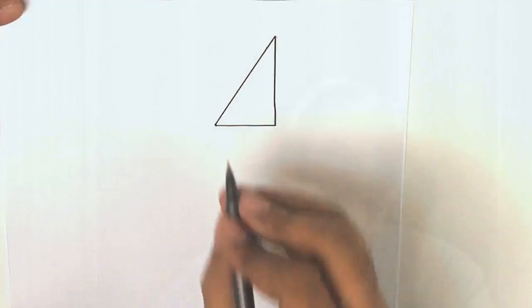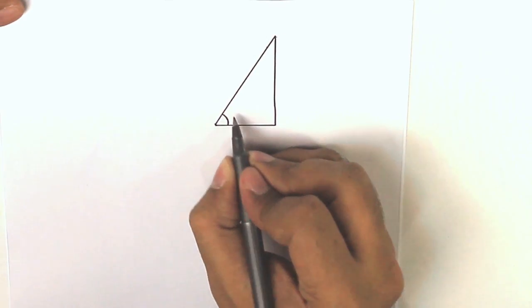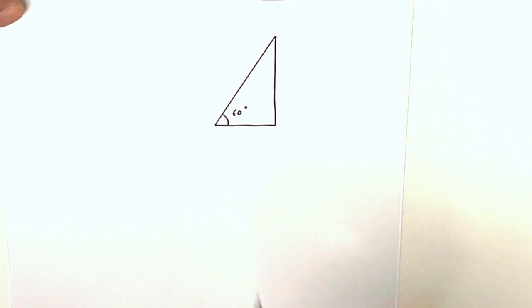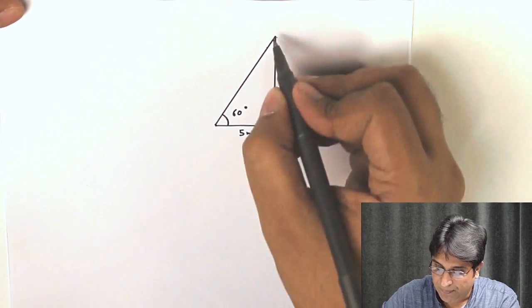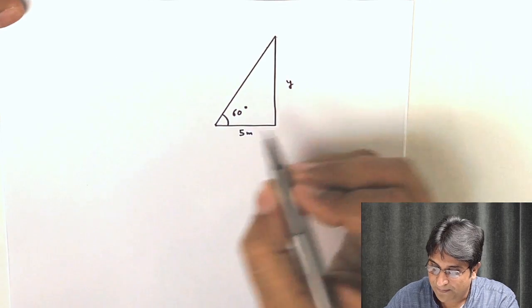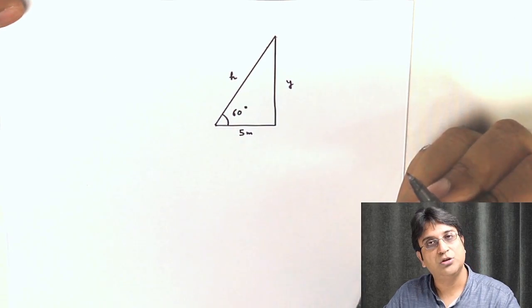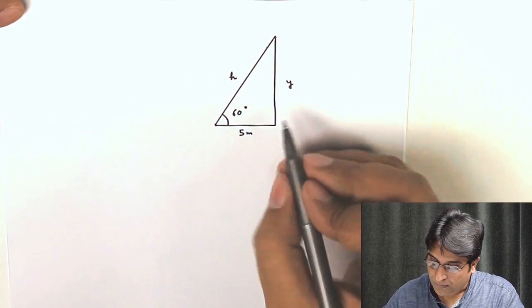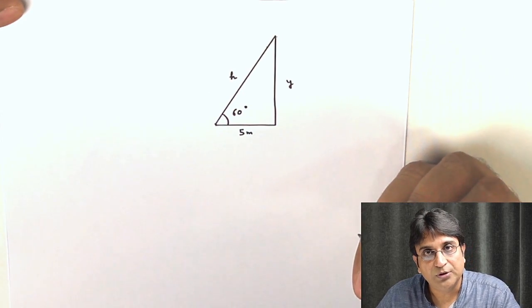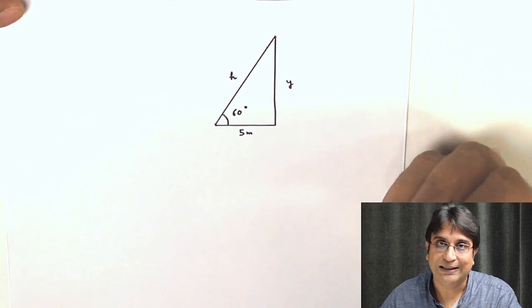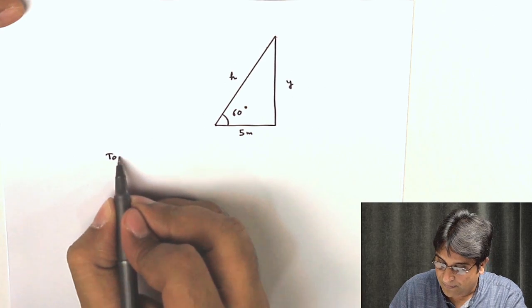In the first case, I took the opposite side and an angle. Now I'm going to take an angle, say of 60 degrees, and the adjacent side. So let's say this side is 5 meters. I need to find this, let's call this y, and the hypotenuse h. So now, let's look at these two, opposite and adjacent. Which ratio takes care of opposite and adjacent? Tan theta. Tan theta is opposite by adjacent.